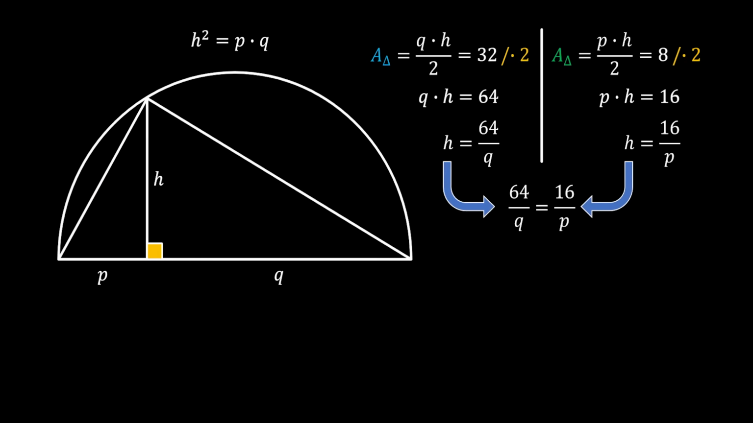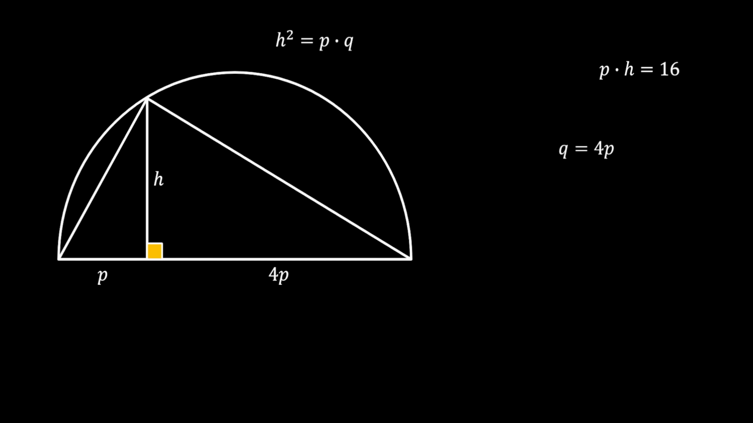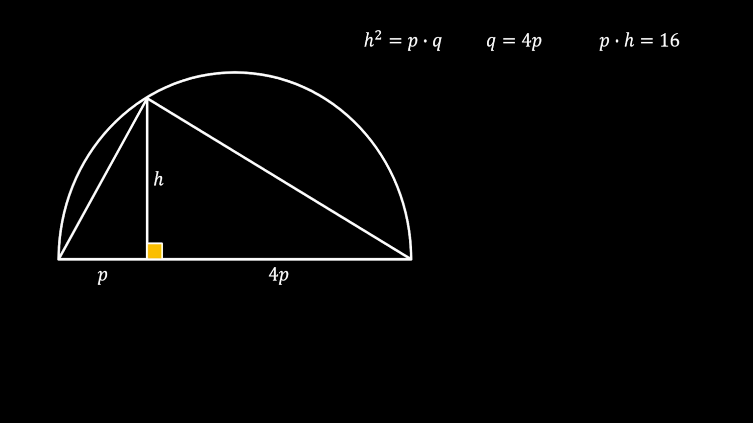So 64 over q will be equal to 16 over p. Now we can cross multiply, and if we simplify both sides by 16, we will get that q is equal to 4p. Now this is going to be really important, and we're going to save this equation, and we're also going to save the equation where p times h is equal to 16. Now we're going to use those three equations.